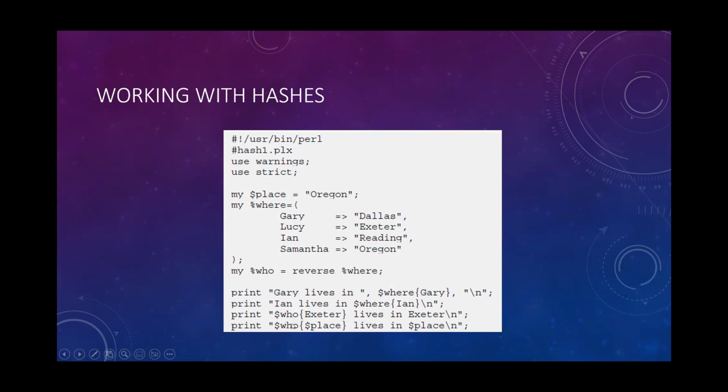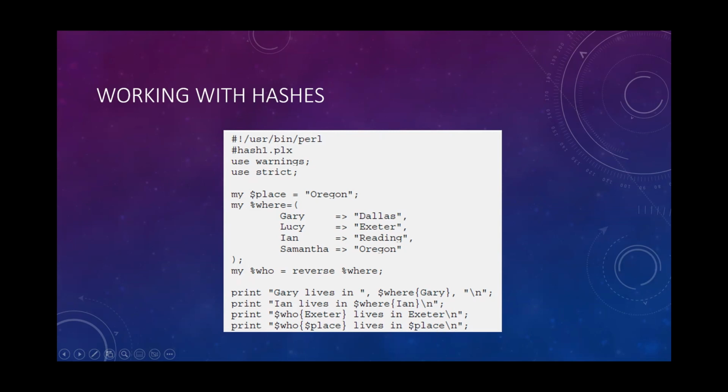Next, the bottom two take the reverse, so the who. So who lives in Exeter? It sends it the word Exeter, so it's going to say Lucy lives in Exeter. Here I use a variable, so my variable is called place, and the place says Oregon. So you're going to look up in who and find Oregon, and then you're going to say Samantha lives in Oregon.